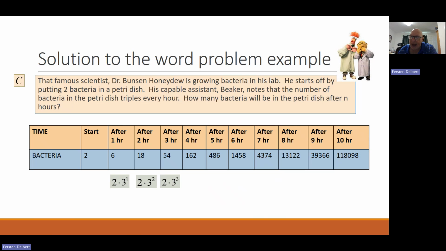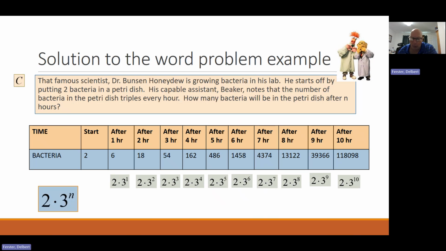So after n hours, if we were to continue, it looks like whatever the number of hours is after the start, that becomes the power on that 3. And you guessed it, the formula would be 2 times 3 to the n. And that would be our answer to our last Bunsen Honeydew and Beaker problem.